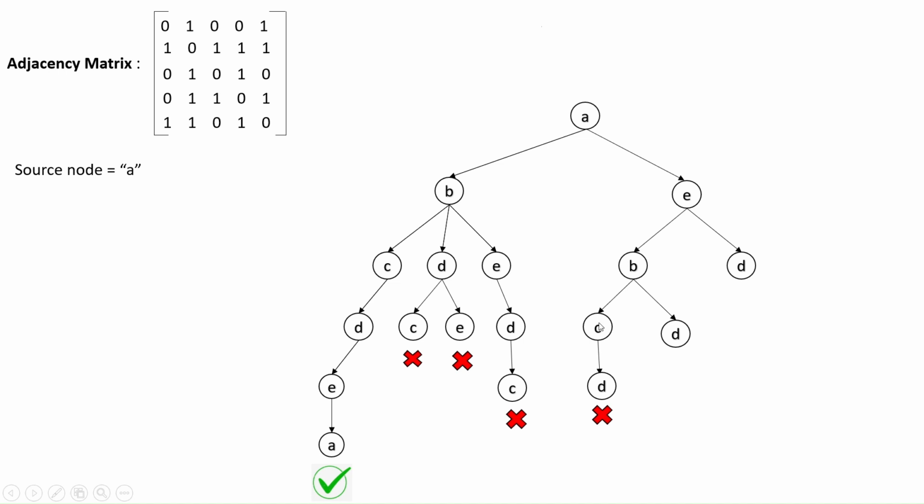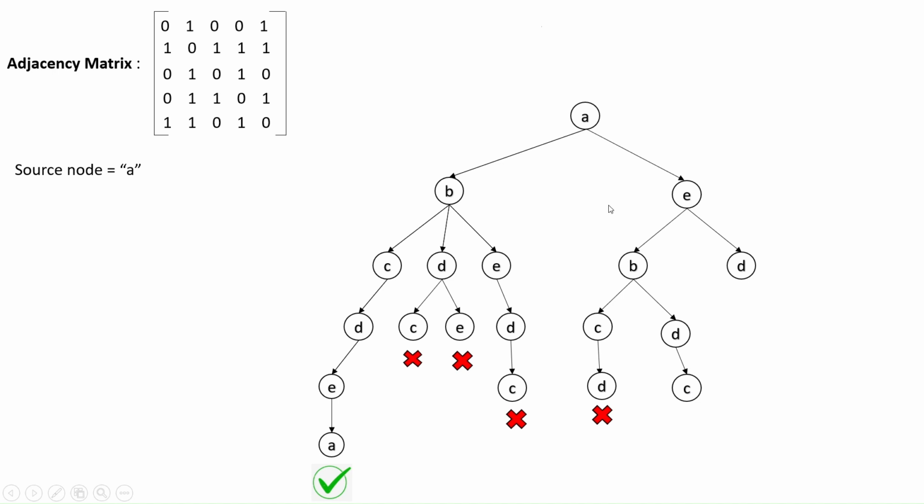Then again back to previous node C. There is no possible chance to move forward. Then again back to B. There is one possible chance to move forward, that is D. Let us go to D. Again check what are the adjacent nodes to D. Here the adjacent nodes to D are B, C, E. Here B is listed, E is listed, and C is remaining. So write C.